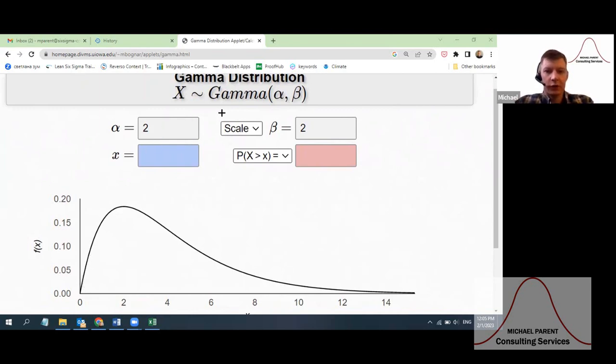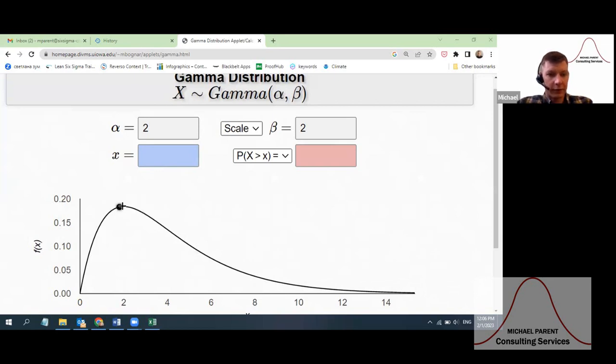So as you can see here, the gamma distribution takes two parameters, an alpha and a beta. And what it looks like, if I put in alpha of 2 and beta of 2, we see that it has this curve here from a probability standpoint, and then it has this very, very long right tail, right? It's skewed very far right.